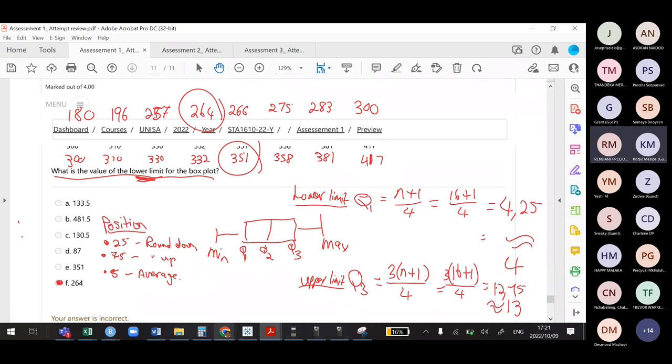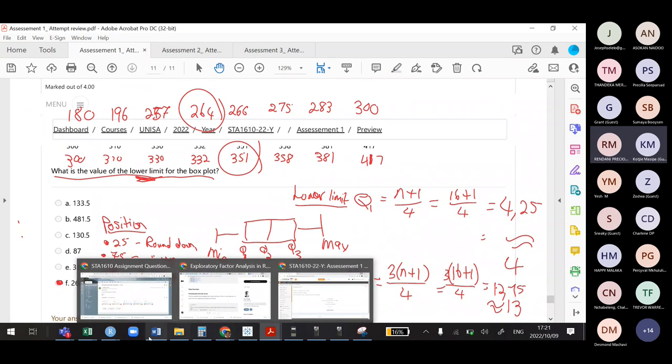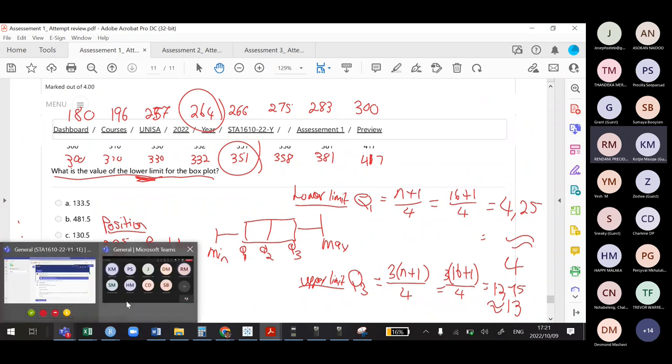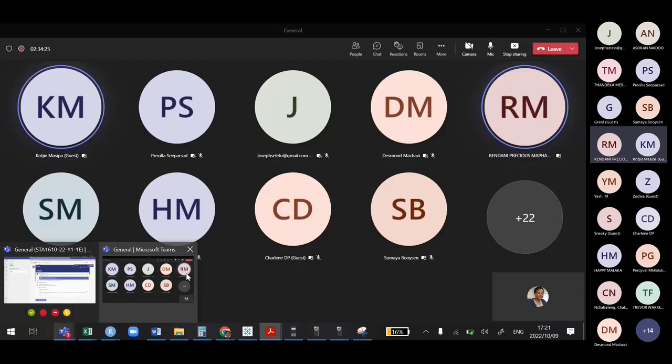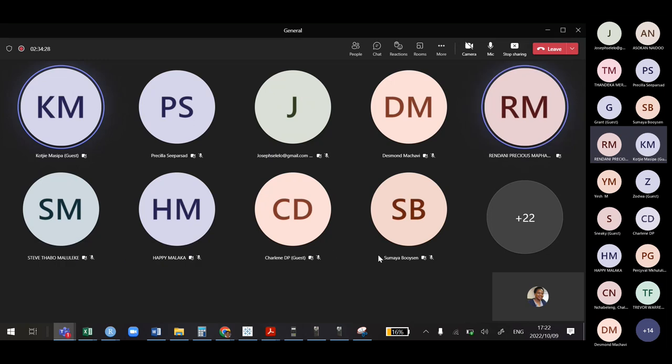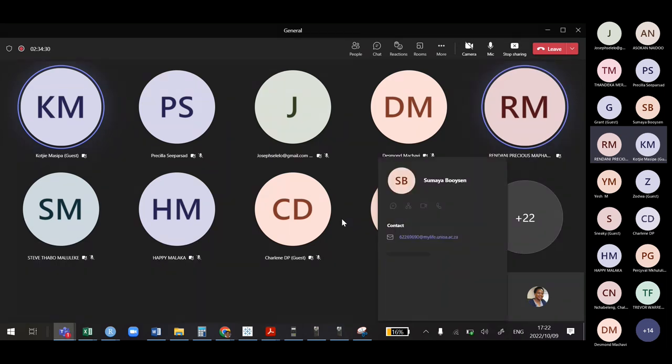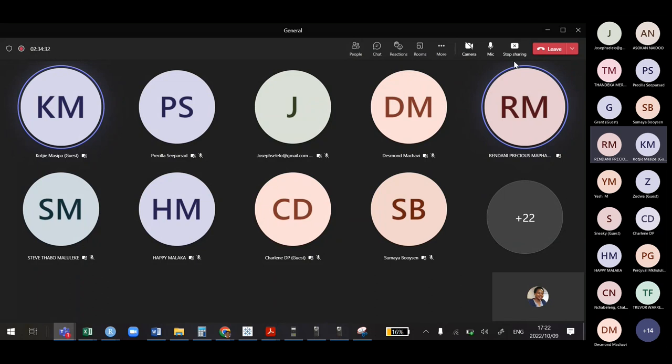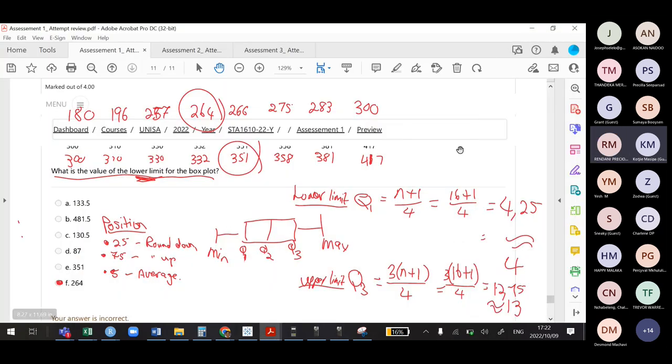Okay, so let's stop this one. Let's start study unit four. We're not going to get through all the study units in one day because it's 5:30. Maybe we should stop today's session here, and then we will have next week to do the other assessments.